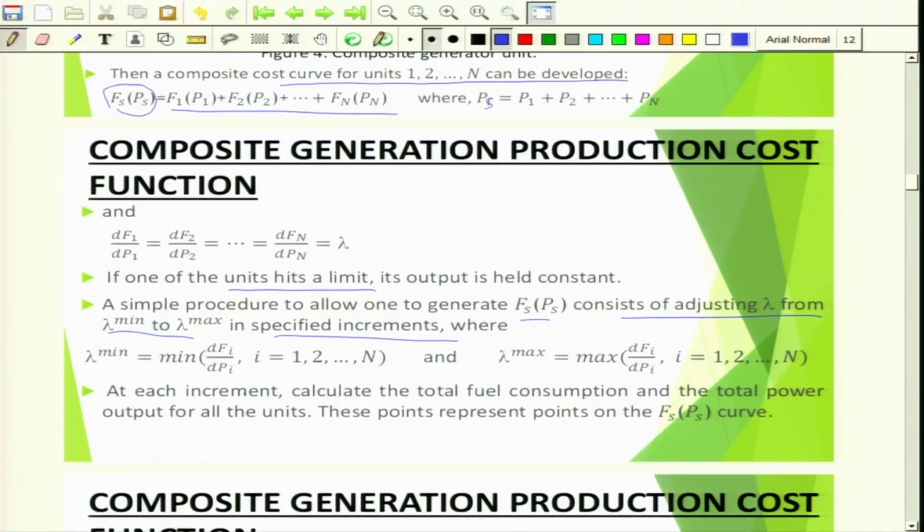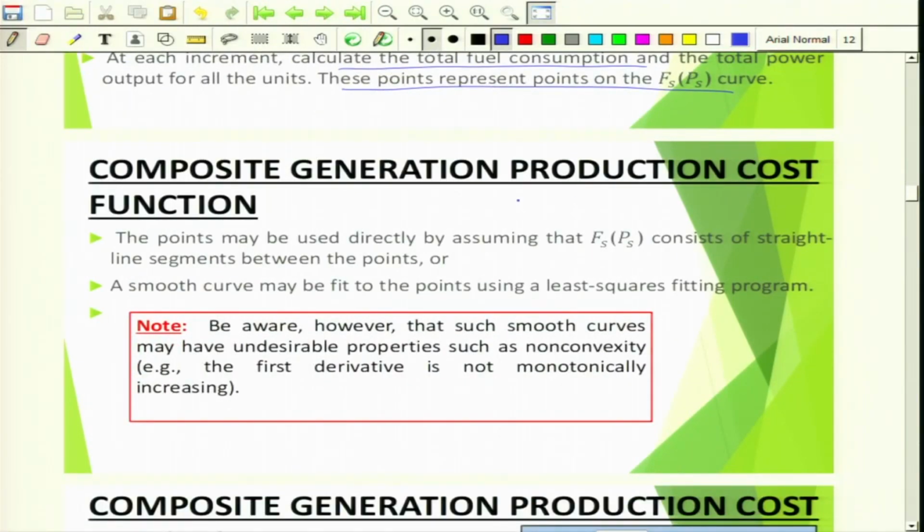You got it? Now at each increment, delta wise, you go from the most minimum lambda to the most maximum lambda, and at each increment calculate the total fuel consumption and the total power output for all the units. These points represent points on the overall fuel characteristic curve of the composite generator, right. Now I will explain this with a case study also, then you will be able to understand. Now the points may be used directly by assuming that Fs of Ps consists of straight line segments between the points, or a smooth curve may be fit to the points using a least squares fitting program.